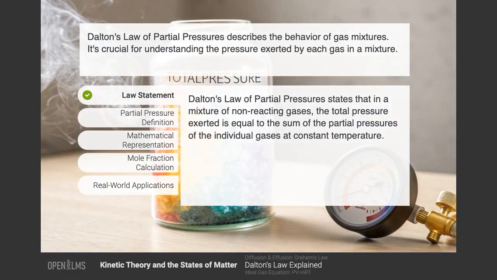Dalton's law of partial pressures describes the behavior of gas mixtures. It's crucial for understanding the pressure exerted by each gas in a mixture. Dalton's law of partial pressures states that in a mixture of non-reacting gases, the total pressure exerted is equal to the sum of the partial pressures of the individual gases at constant temperature.